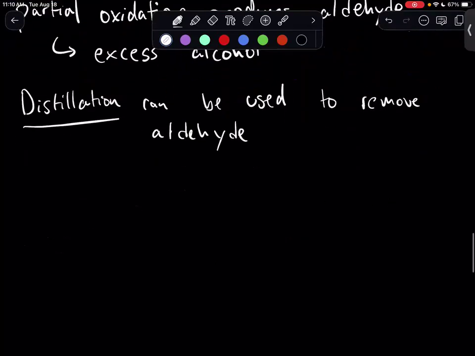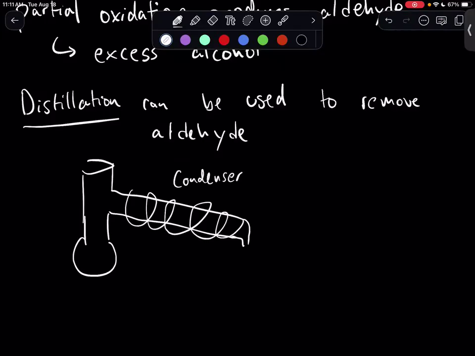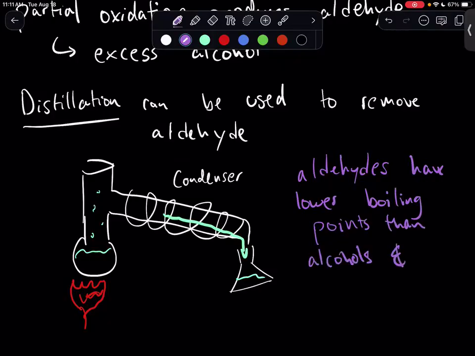If you remember distillation, it's kind of like where you take your container and you run it through a condenser into our second flask. And this is done under heat. What happens is it bubbles up and condenses into your flask. Now, this works because aldehydes have lower boiling points than alcohols and carboxylic acids.